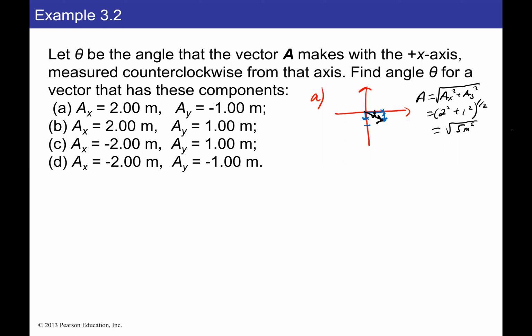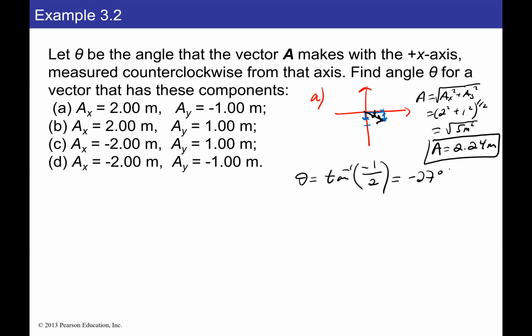So even though we weren't asked to find the magnitude, we can still do that. So let me write magnitude of A is 2.24 meters, for example. Okay, but the question is to find the direction. And what I do here is I use inverse tangent. So theta here is equal to inverse tangent of y component, -1, over x component, 2. Okay. So what I will get here is then -27 degrees roughly.